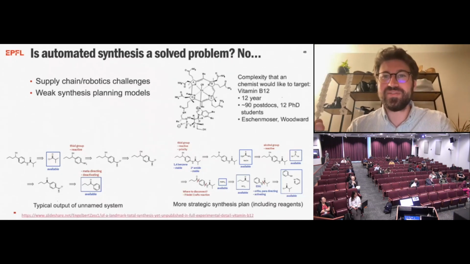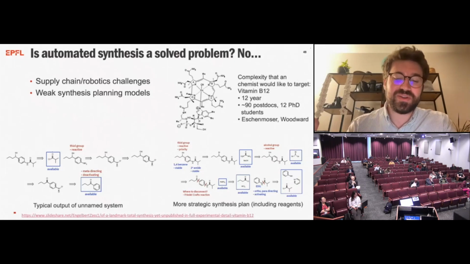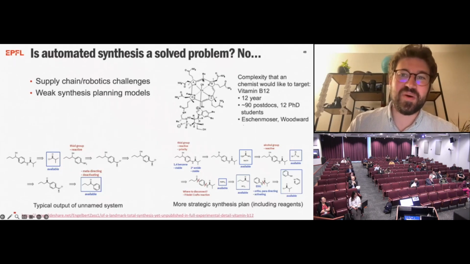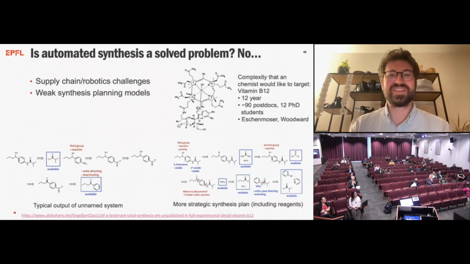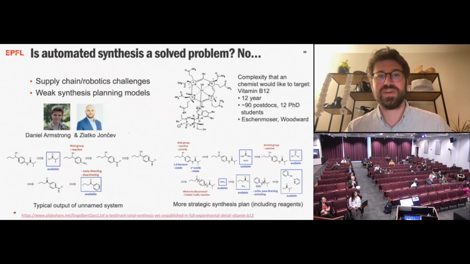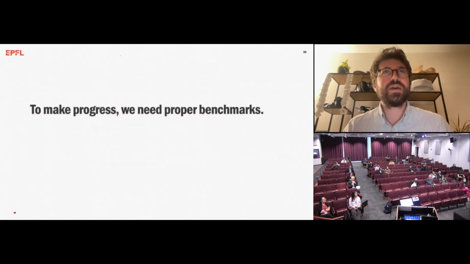And whenever I talk to my friends in organic chemistry, what they would be more excited about is synthesis of complex compounds or natural products like vitamin B12, and not the simple stuff that we can typically predict with those models. But I'm currently working with Daniel and Slatko on more strategic synthesis planning models. In any case, to make progress, I think we need proper benchmarks.